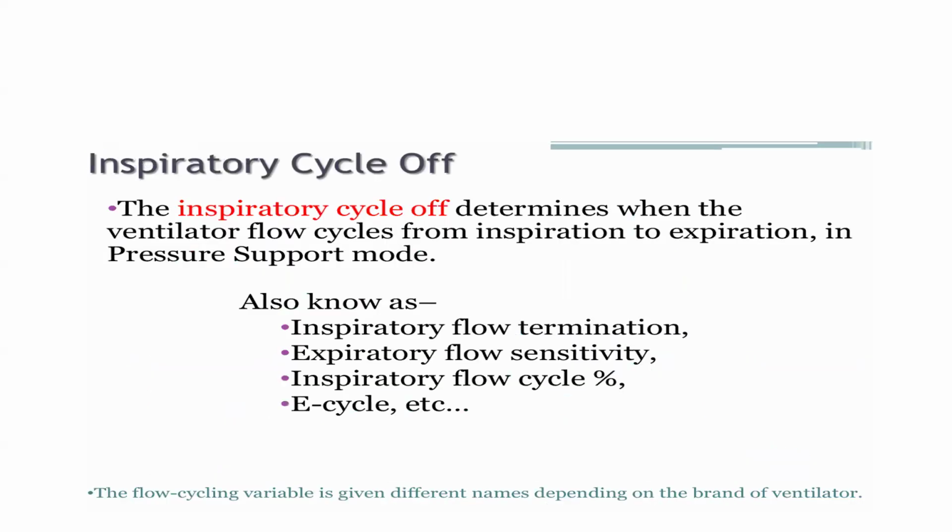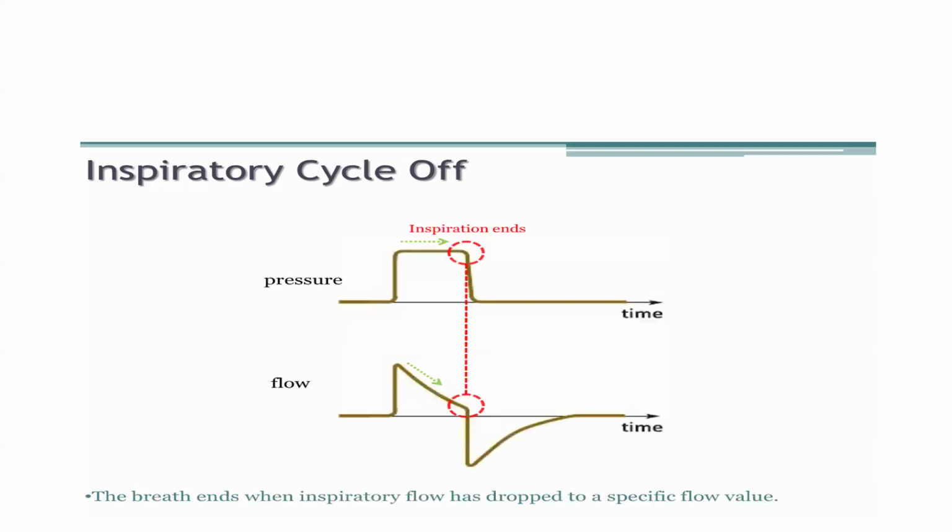Now, inspiratory cycle off. The inspiratory cycle off determines when the ventilator cycles from inspiration to expiration. In pressure support mode, it is also known as inspiratory flow termination, expiratory flow sensitivity, inspiratory flow cycle percentage, and the E cycle. So, the breath ends when the inspiratory flow has dropped to a specific flow value.